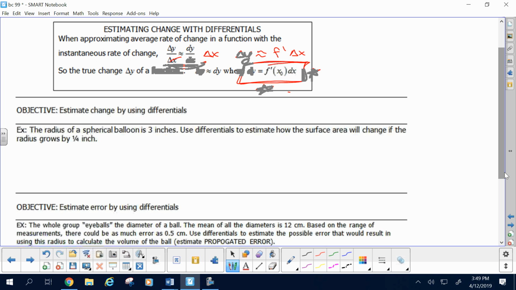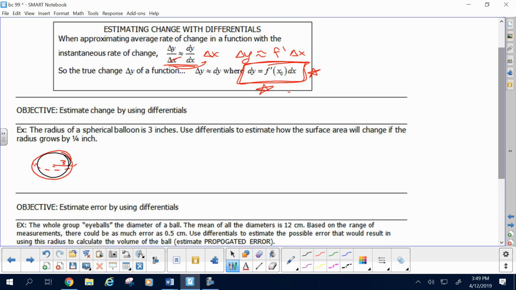So imagine if the radius of a balloon was 3 inches, and then it expanded a little to grow by a quarter inch. I should have left that alone. Well then, because of that, then obviously the surface area would change. Now, we could use the change in the radius to estimate how much the surface area would change.